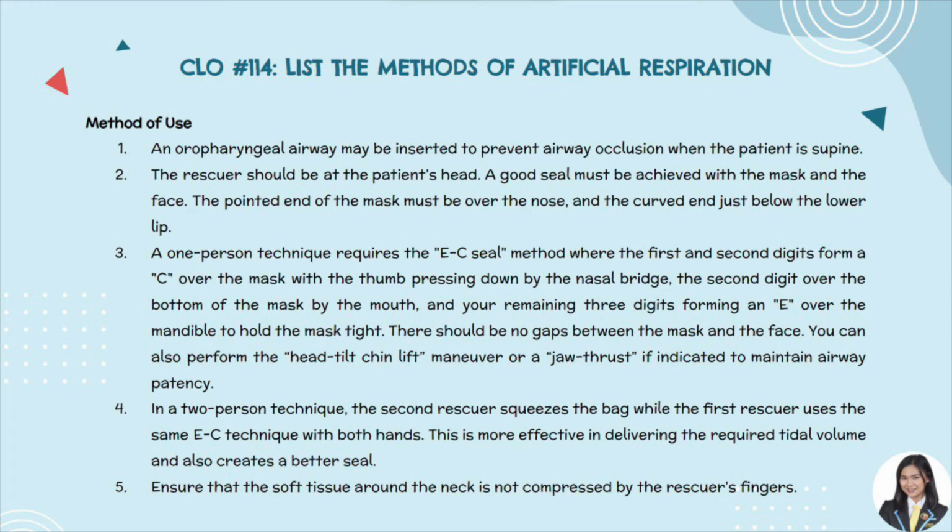Second, the rescuer should be at the patient's head. A good seal must be achieved with the mask and the face. The pointed end of the mask must be over the nose and the curved end just below the lower lip. Third, a one-person technique requires the EC seal method where the first and second digits form a C over the mask with the thumb pressing by the nasal bridge, the second digit over the bottom of the mask by the mouth, and your remaining three digits forming an E over the mandible to hold the mask tight. There should be no gaps between the mask and the face.